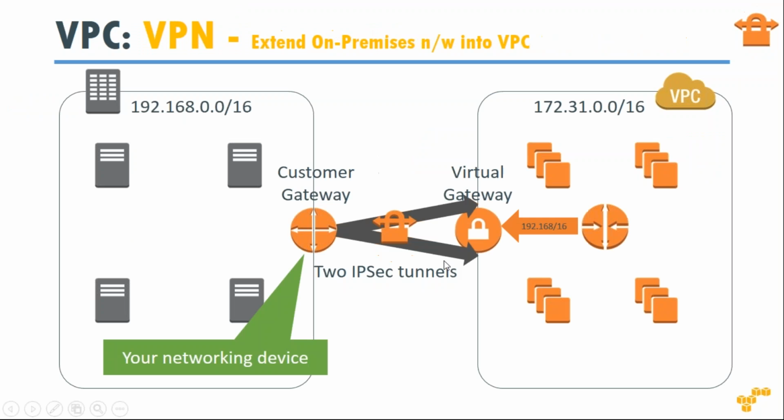So this is how typically the other option works. If you want to set up a VPN, what you do is you buy a Cisco or a Nokia switch, which gives you the customer gateway options. In Amazon, you create a virtual gateway. It can be your NAT gateway or anything, and an IPsec tunnel will be created.